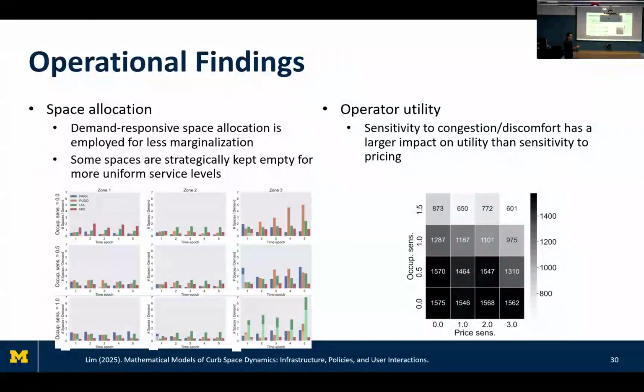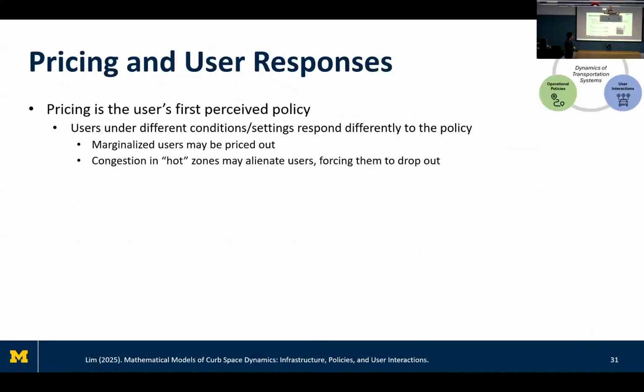And for the operator's utility, which is the objective of the model, we see the people's sensitivity to congestion or discomfort has a larger impact on utility than sensitivity to pricing. So this was also an interesting observation from the paper.